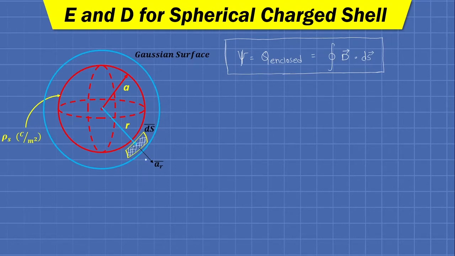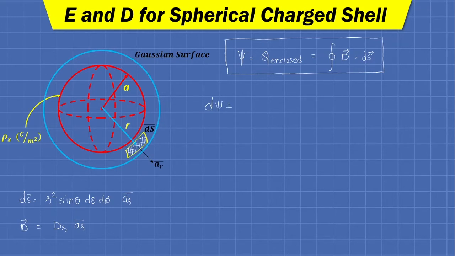Here the coordinate system is spherical, so ds bar can be written as r square sin theta d theta d phi ar bar. Similarly, we are going to need the value of D bar, which can be written as Dr into ar bar, because we know that the flux density is emerging from the sphere.